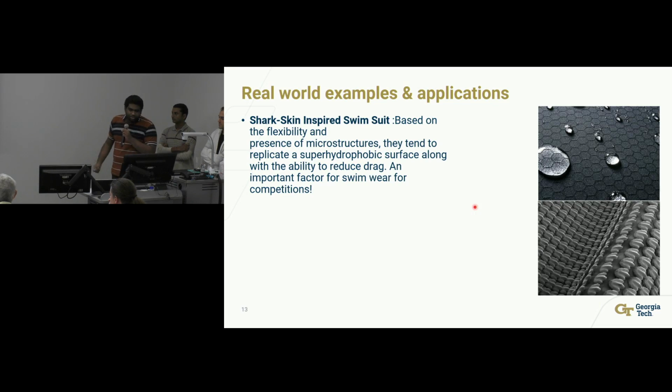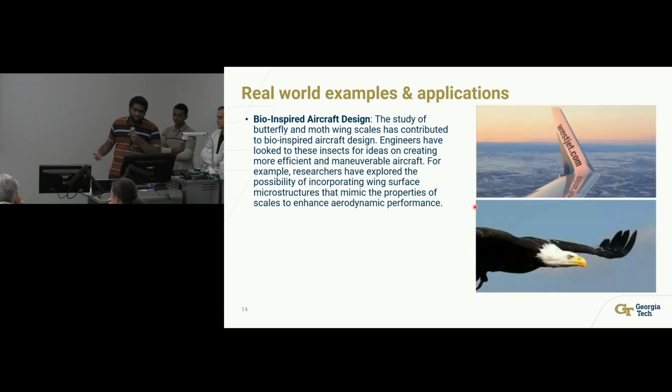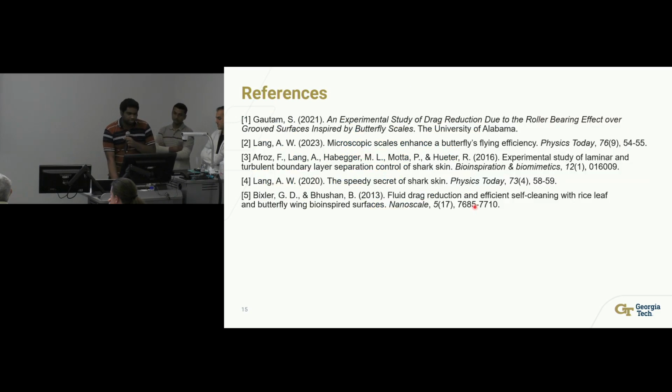Some real world examples and applications would be a swimsuit that has been inspired by the structures of a shark. It's basically a hydrophobic kind of material, so that there is less drag while you're swimming, right? And then bio-inspired aircraft design. We know the winglets are a very common application, not very close to this, but essentially to reduce the vortices that form while the aircraft is taking flight. That's all. These are our references, and thank you.